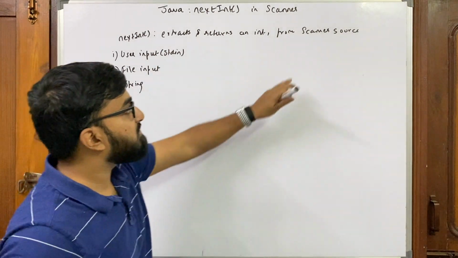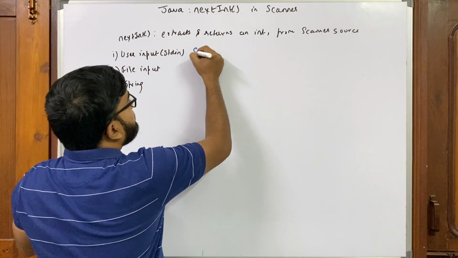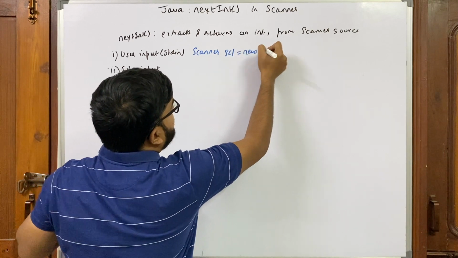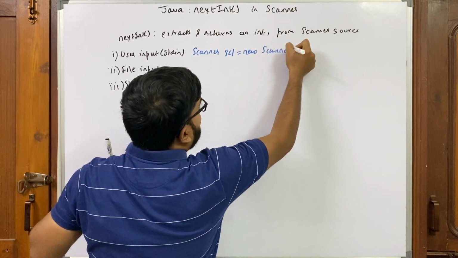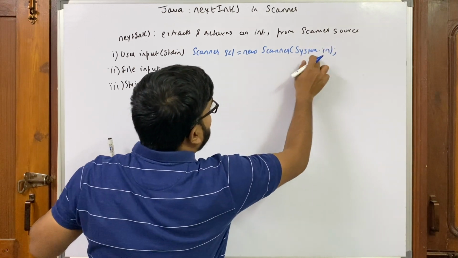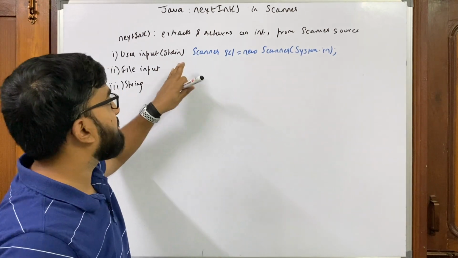If you want to use a Scanner object to read from standard input as a source, we create a Scanner object like this. We do Scanner, sc1 is the name of the object, using the new keyword Scanner. And we pass System.in inside the constructor of Scanner. This indicates that my source for this Scanner object is standard input.